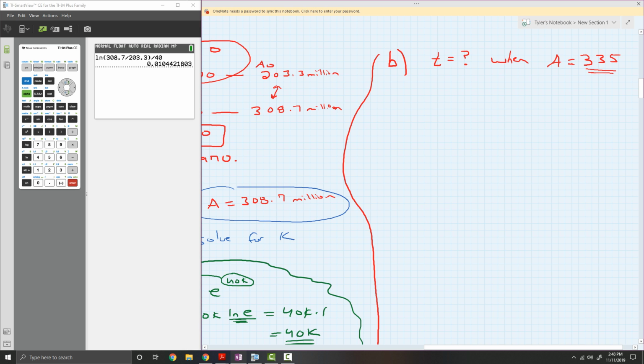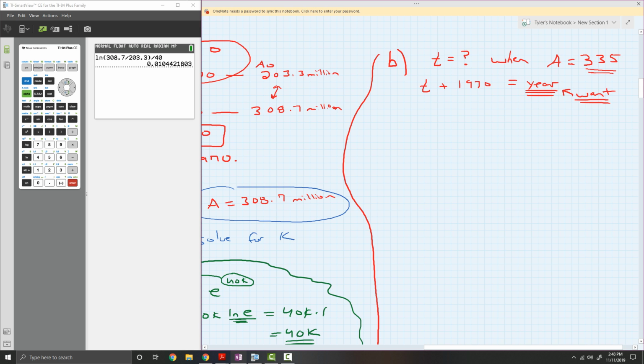But you want to be careful, though, because it says what year will the U.S. population reach. So I want to find what t is when A equals 335, but then I'm going to have to take t and add 1970 to it to get the year. And this is what we're after, the year. That's what we really want. So maybe just some notes to myself of what we're doing.